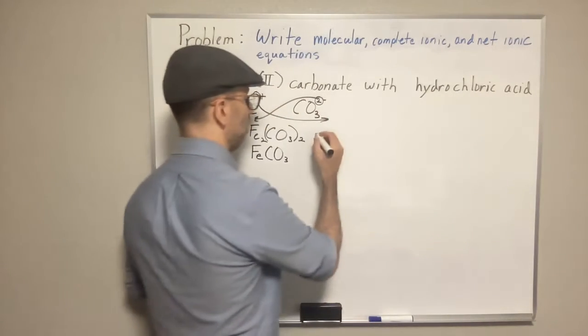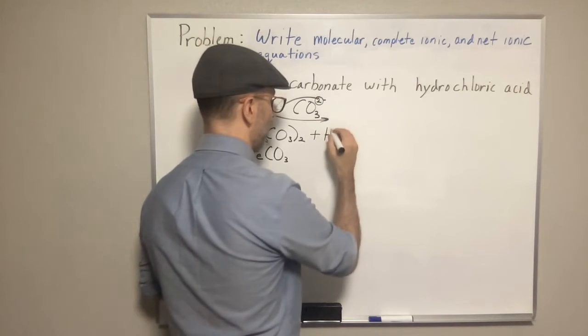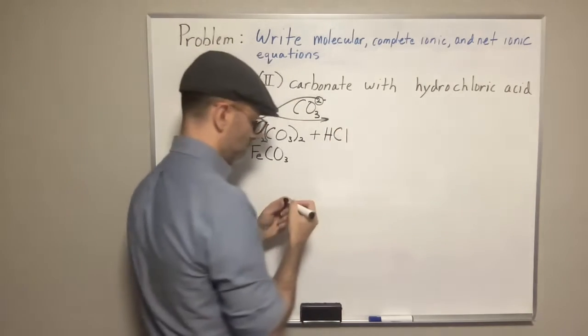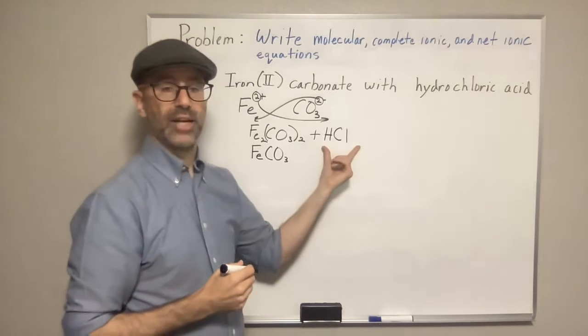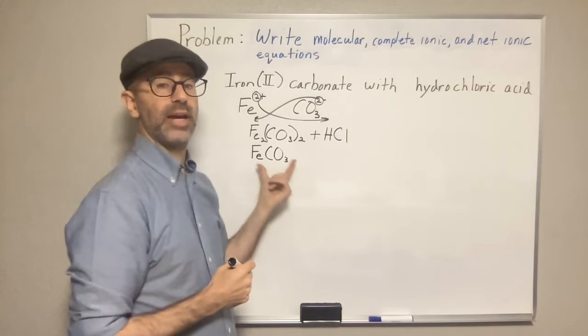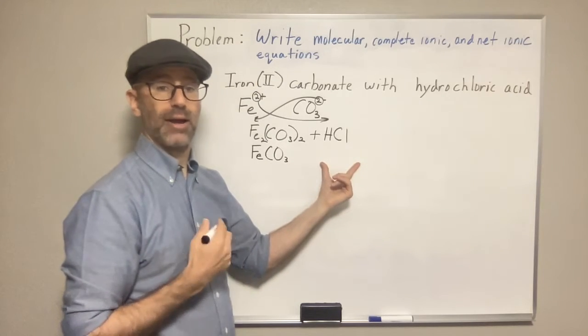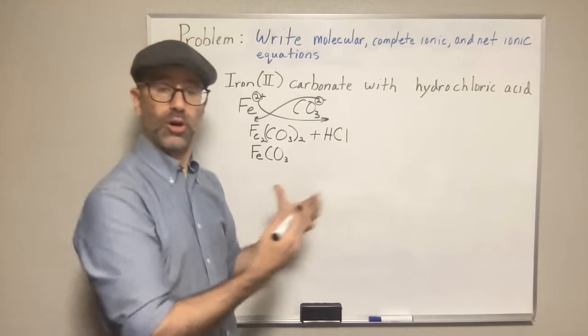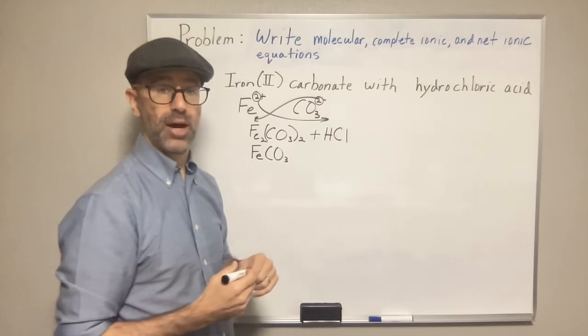So that's going to be HCl. So we have HCl for the formula for hydrochloric acid. So now that we have the formulas for our reactants, we can now go ahead and predict the products.